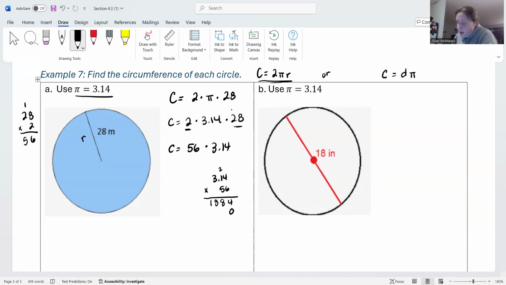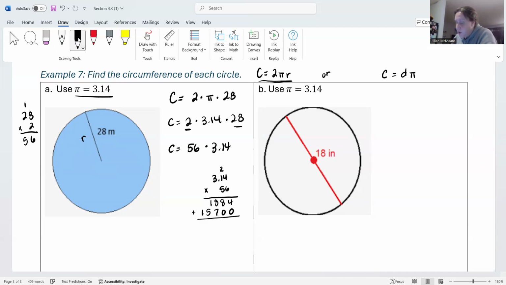So I'm going to put my 0 placeholder for the tens place, and then I'm going to multiply everything by 5. Okay? So 5 times 4 is 20. So I'm going to keep a 0. I'm going to carry a 2. And then 5 times 1 is 5, plus 2 is 7. And then finally, 5 times 3 is 15.